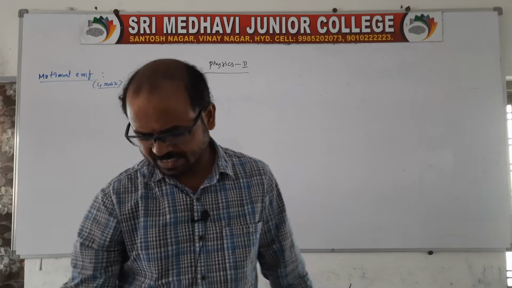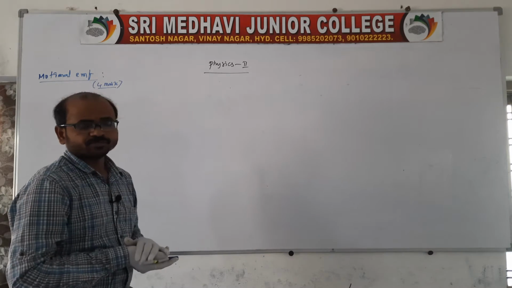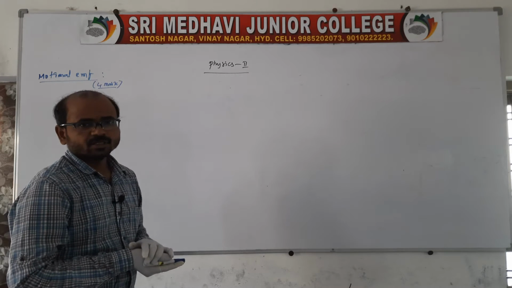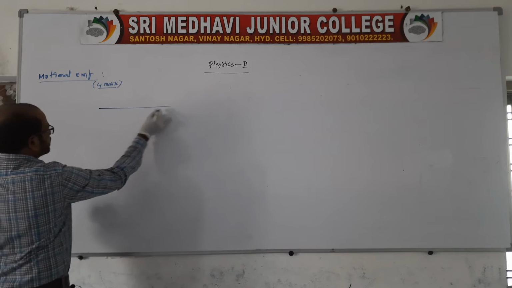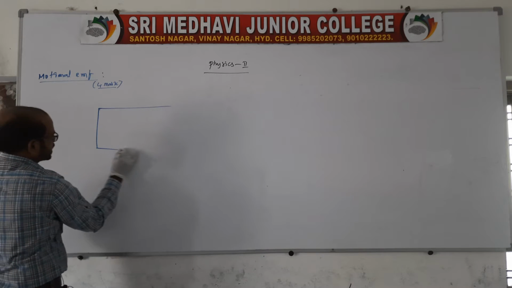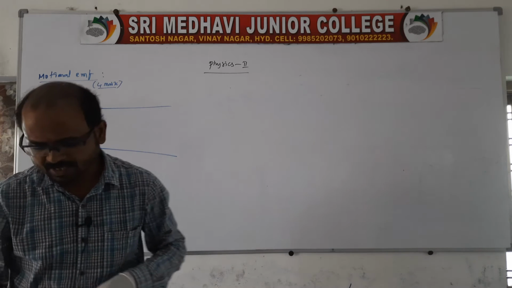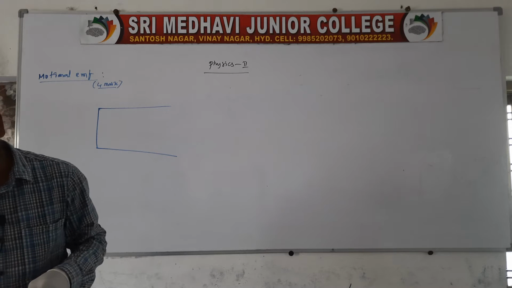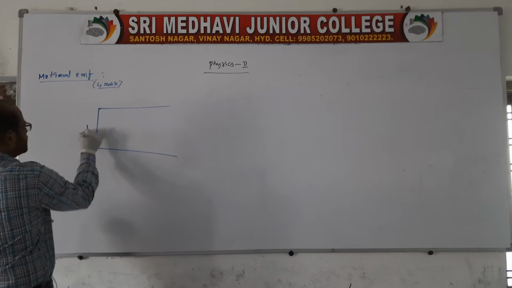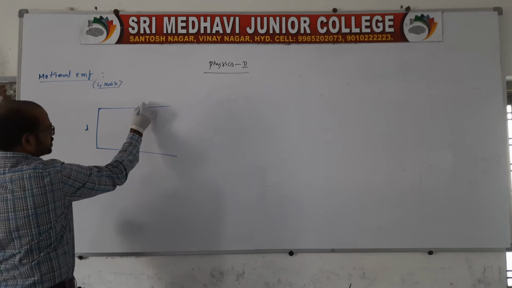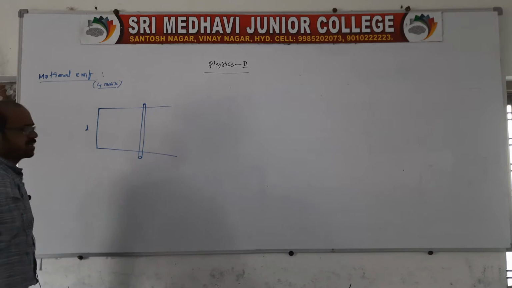So the motional EMF is nothing but, let us take one wire which is bent in the form of a U shape, like a rectangular frame. The length of the wire is L and the breadth is B. Now in this, the length is L and there is one movable wire, which moves freely on this rectangular frame.